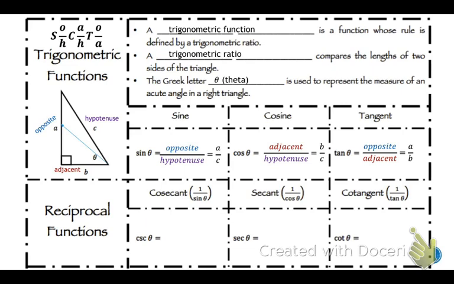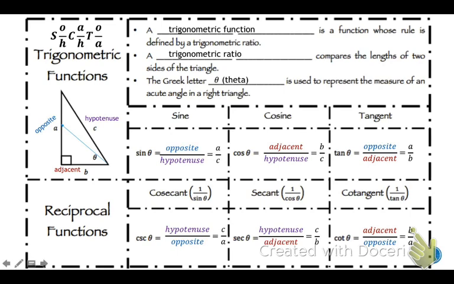Okay, so cosecant, if that's the opposite of sine, I'm just going to flip that fraction. So instead of being opposite over hypotenuse, it's hypotenuse over opposite, which is C over A. Secant is the opposite of cosine, so that's going to be hypotenuse over adjacent, which is C over B. Okay, and then cotangent is the opposite of tangent, so that's adjacent over opposite, which would be B over A.